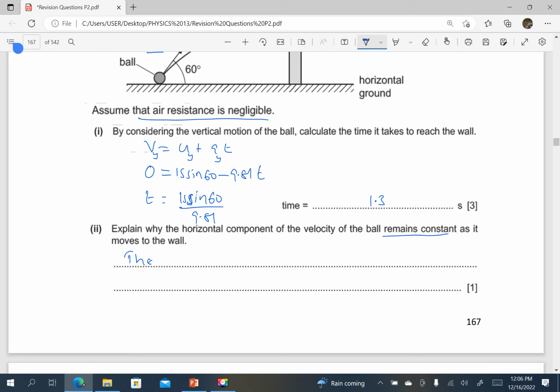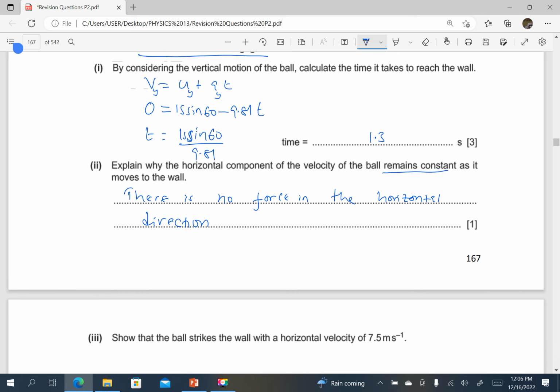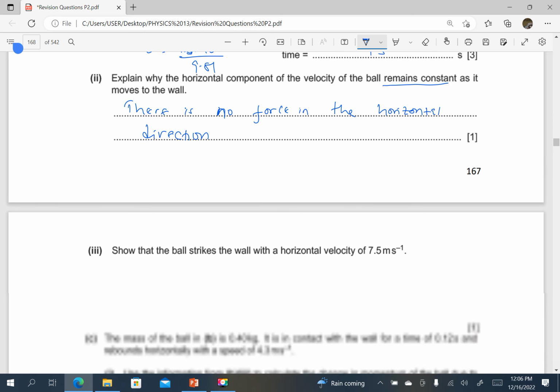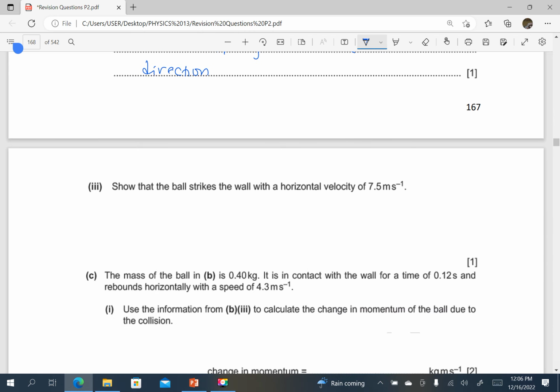So there is no force in the horizontal direction. Since there is no force in the horizontal direction, there is no acceleration, so the velocity does not change. Show that the ball strikes the wall with a horizontal velocity of 7.5.